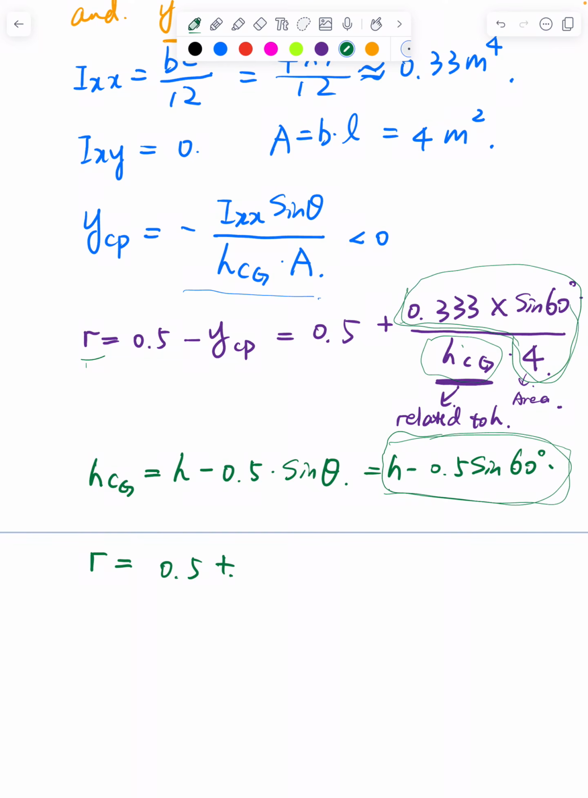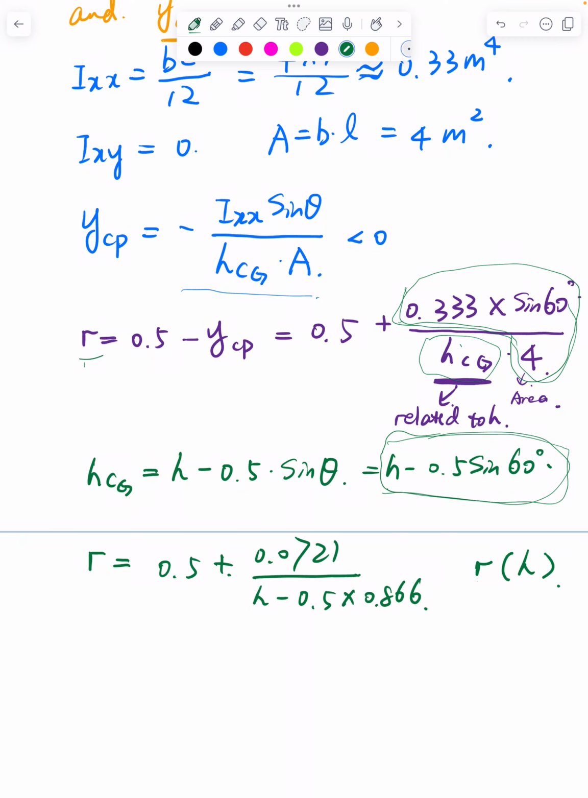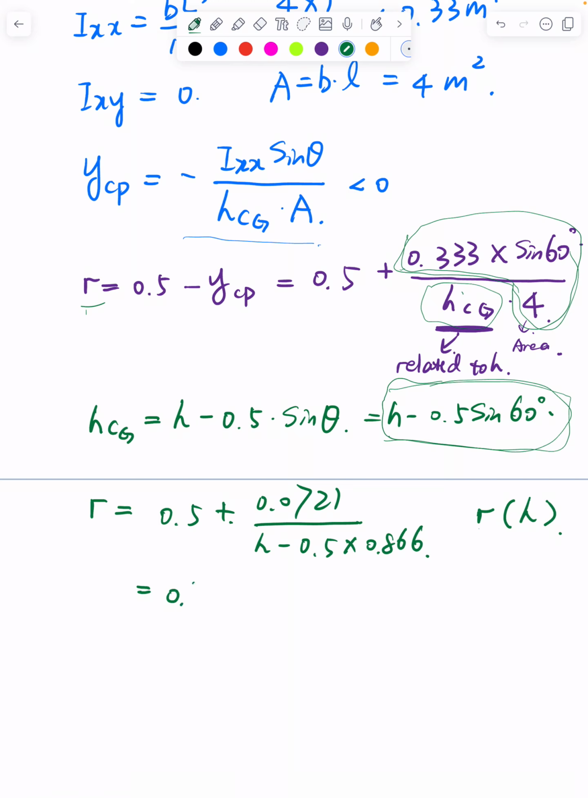It's calculable, right? So it's 0.0721 divided by H minus 0.5 multiplied by 0.866, and you can see that R is only a function of H, right? So it equals 0.5 plus 0.0721 divided by H minus 0.433.